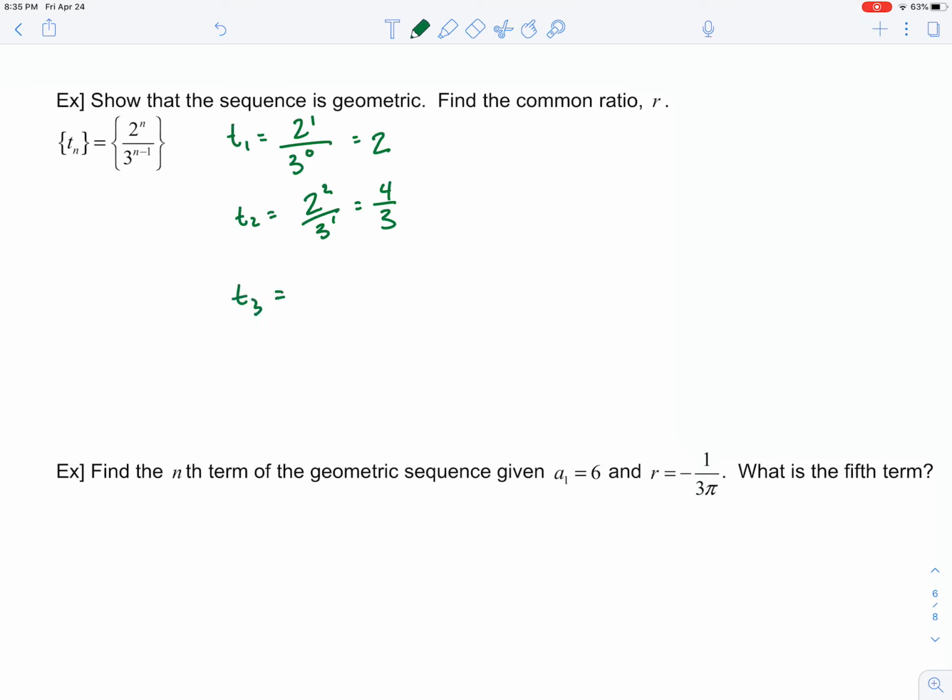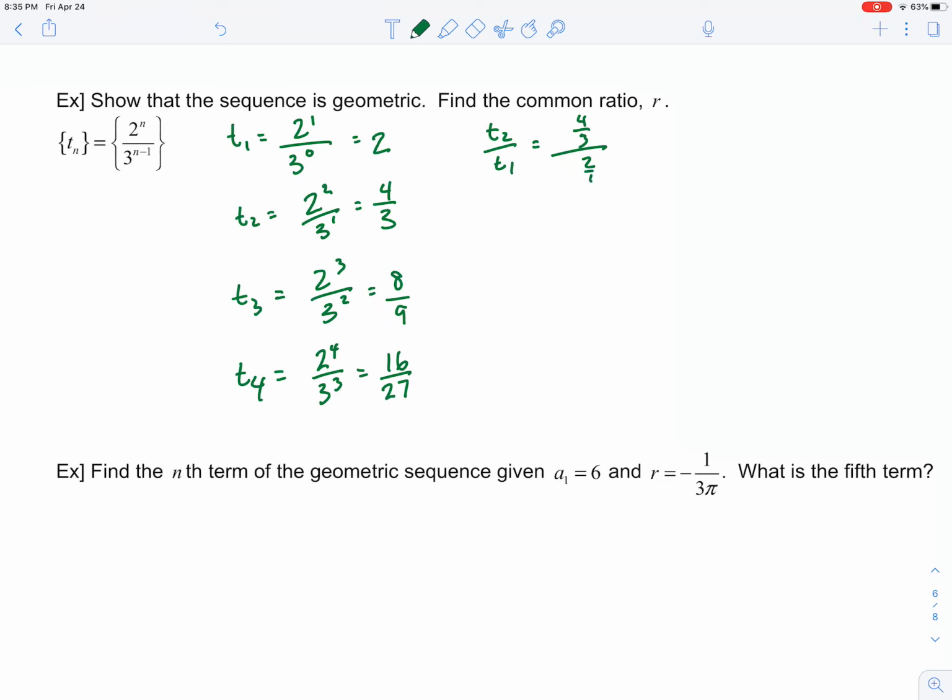The third term would be 2 cubed over 3 squared, so 8/9. Now let's just write out one more. The fourth term would be 2 to the fourth power divided by 3 cubed, so 16 over 27. So if this sequence was geometric, I should be able to divide consecutive terms and get the same thing every time. So I'm going to take the second term and divide it by the first term.